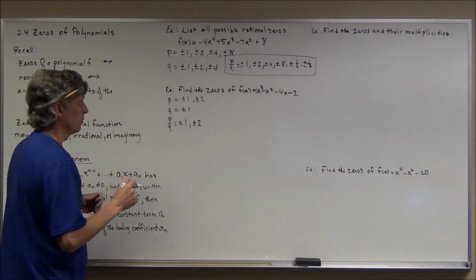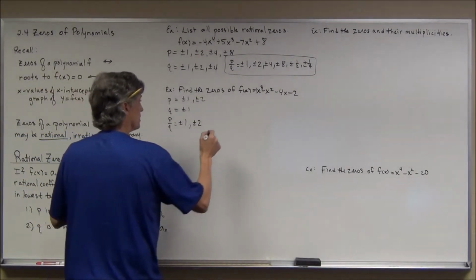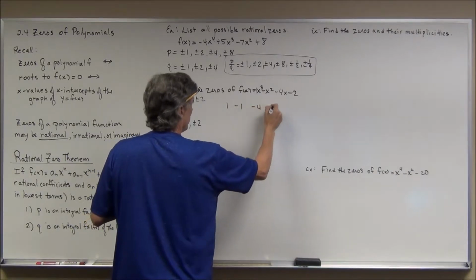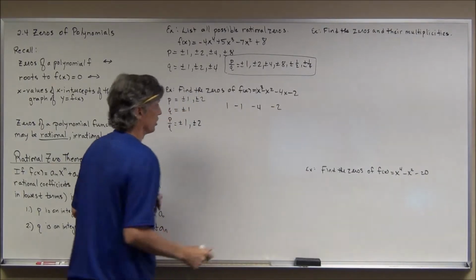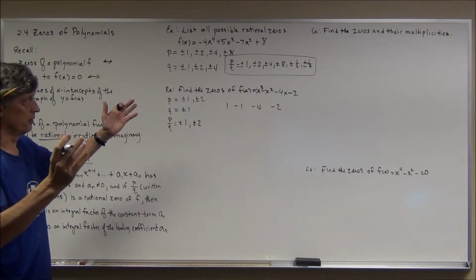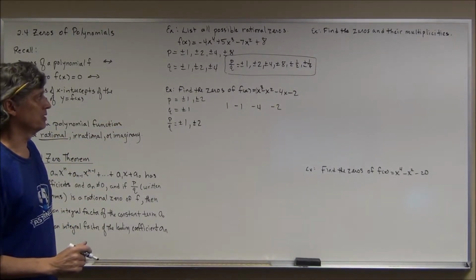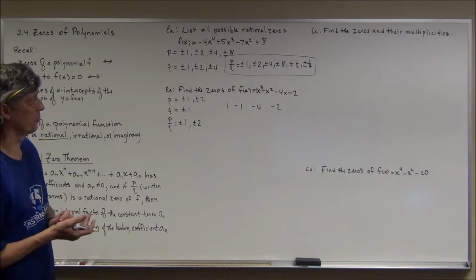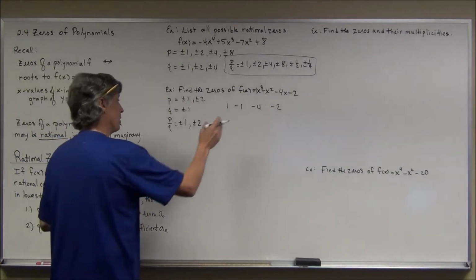So I'm going to do a little bit of synthetic substitution here. Let's see what happens. I have 1, negative 1, negative 4, negative 2. Now it would have been nice if I could just look at that and factor. But that one doesn't just jump out at me as to how to factor it. I mean, there's 4 terms. There might have to be some kind of grouping, but I don't see it right off. So I'm going to go this route.